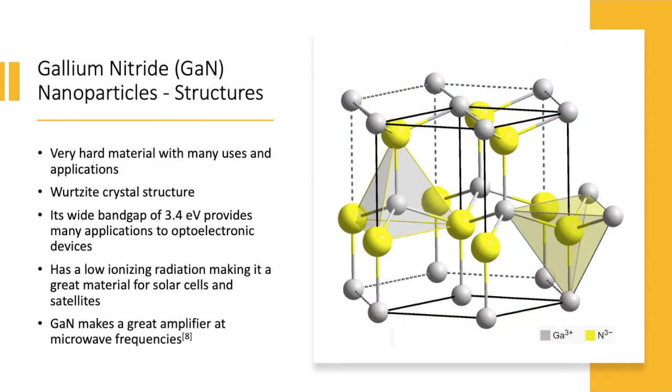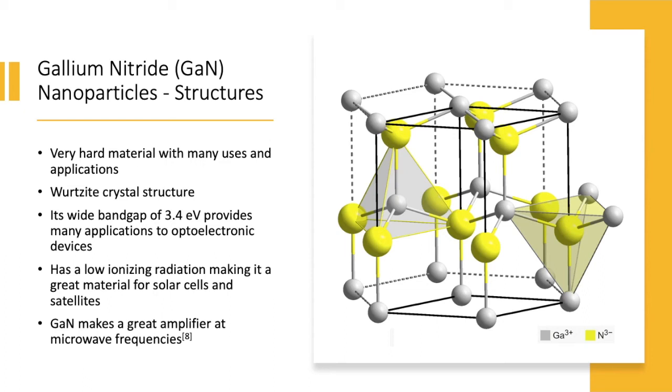And then moving on to gallium nitride. This is a nanoparticle that is also a very hard material and has very many uses and applications, probably more so than the previous two. It has a Wurtzite crystal structure and a wide band gap of 3.4 electron volts, providing many applications to optoelectronic devices. It has a low ionization radiation, making it a great material for solar cells and satellites.